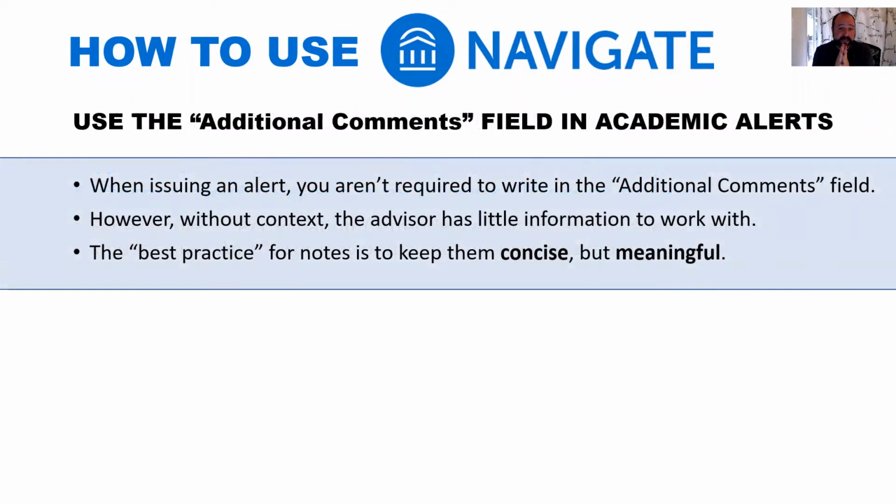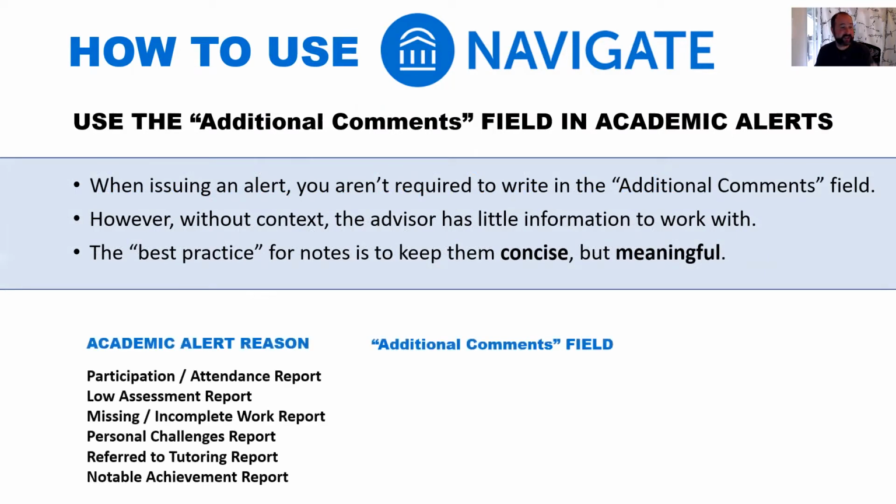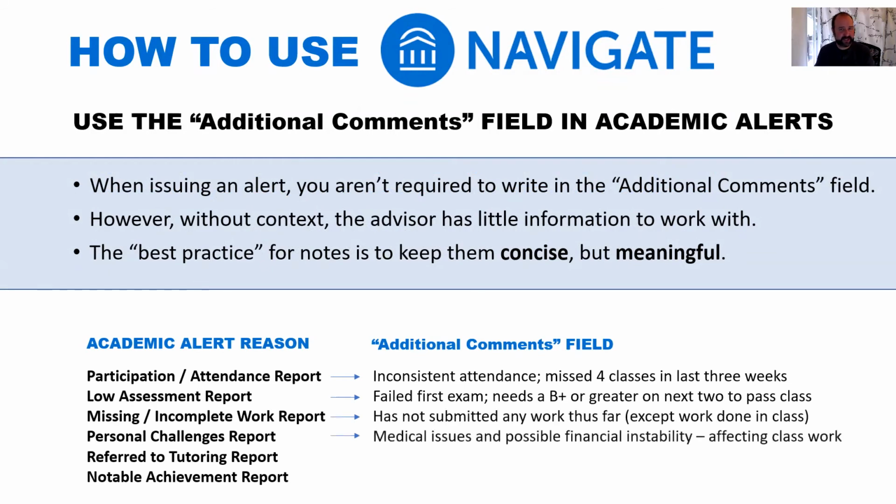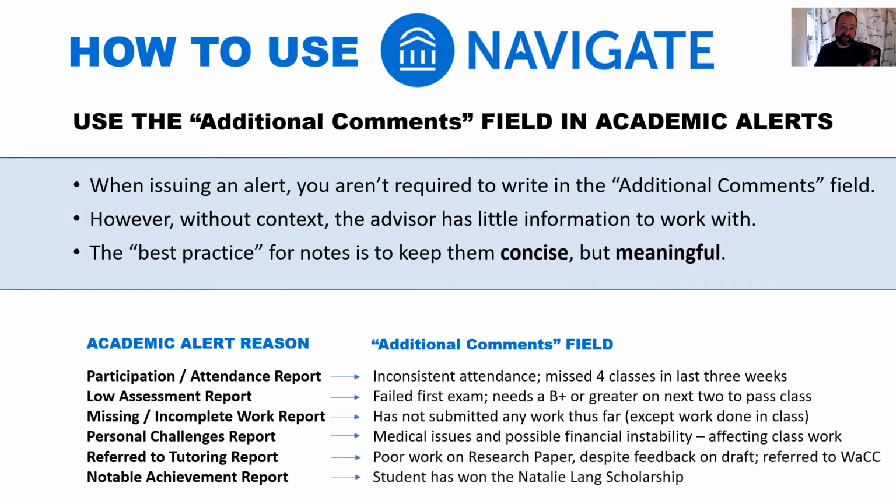Another thing to notice is when you fill out an alert, that additional comment field, you don't have to put an essay in there. So keep it concise, but keep it meaningful, right? So if it's a participation attendance report, say how many times they've missed class, right? If it's low assessment, say what they failed or what kind of grade they need to get on the next thing, and so on, right? So give information and context to the advisor. So when they reach out to the student, they can talk to the student about what steps need to be taken next.